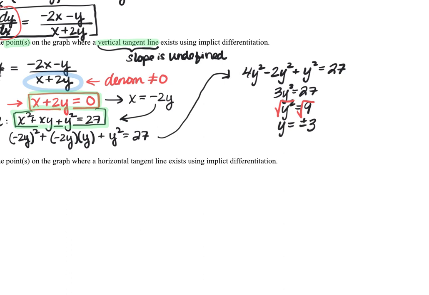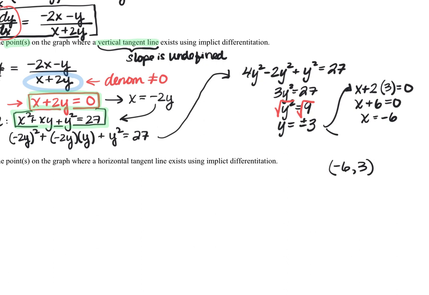So finishing this off, sorry for all my arrows. If we have x plus 2y equals 0, and we substitute in positive 3 for y, then that's going to give us x is equal to negative 6. So we have one of our points. When x is negative 6, our y value is 3.